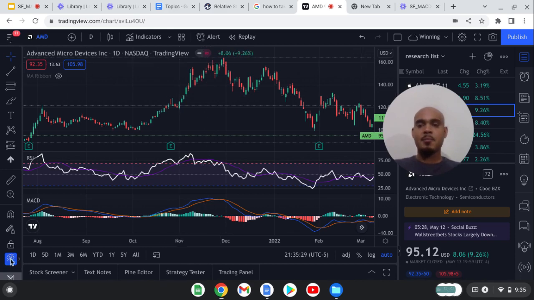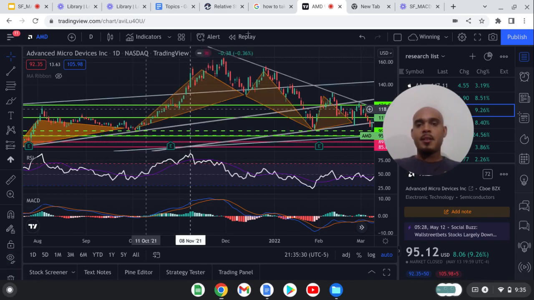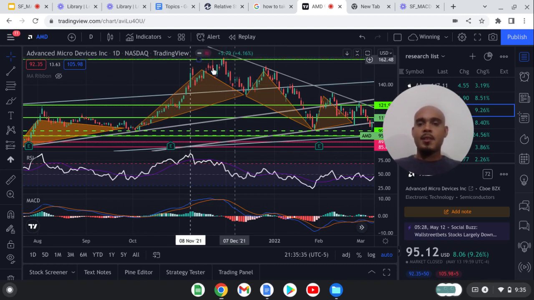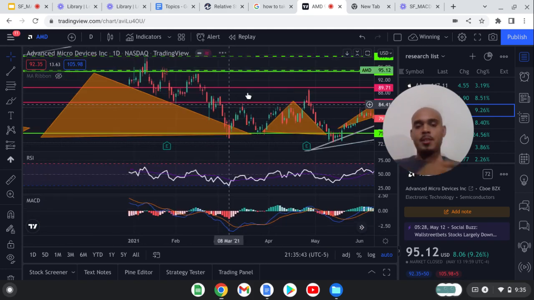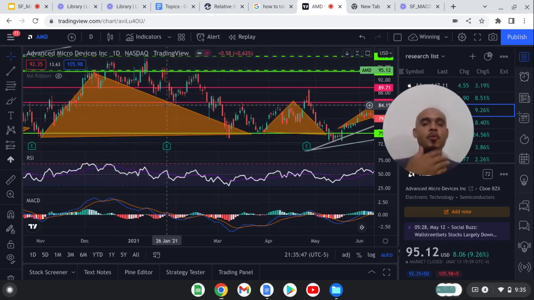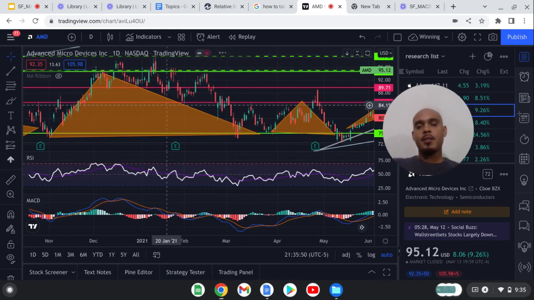If I put my lines back on there, no, I didn't. Yeah, I put a channel there, but I can draw a resistance line here. We can see price touching it 1, 2, 3, 4 times, and that would have been a good opportunity to sell. Similarly, if we go back, I draw these shapes to show the movements and the duration of trends and stuff like that.